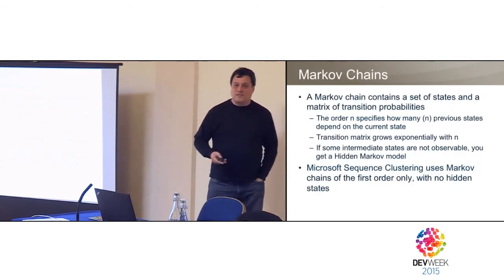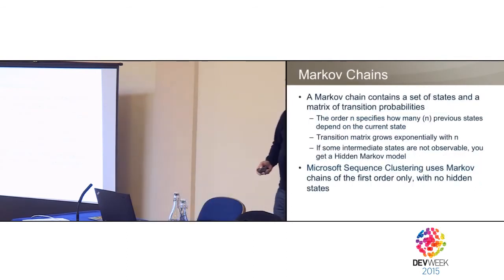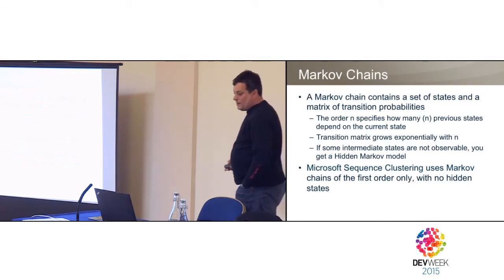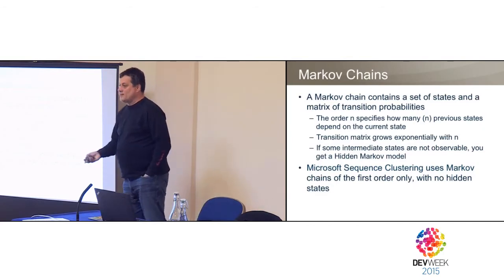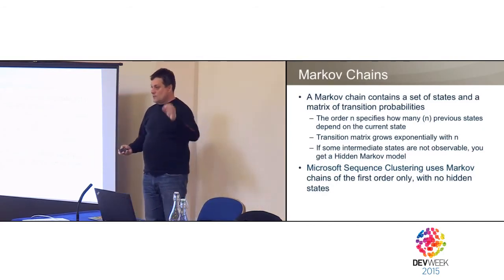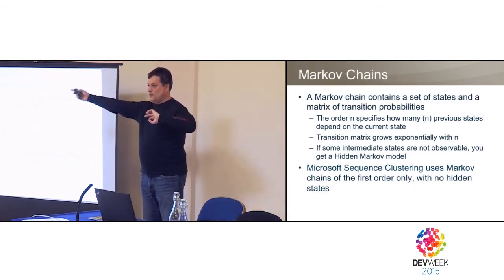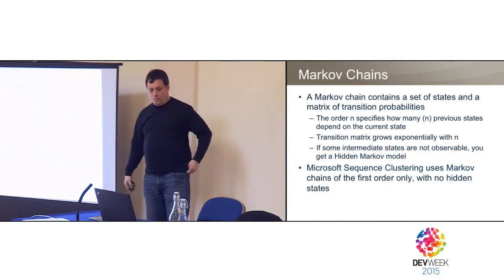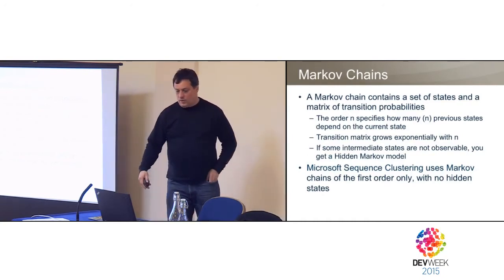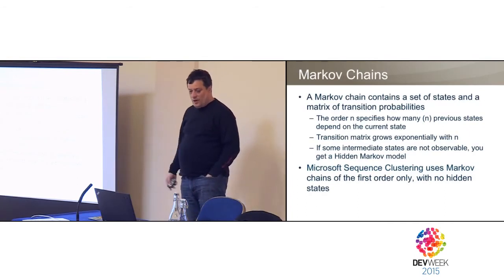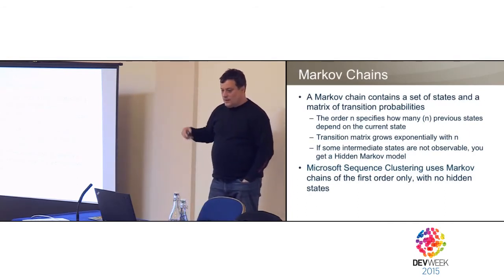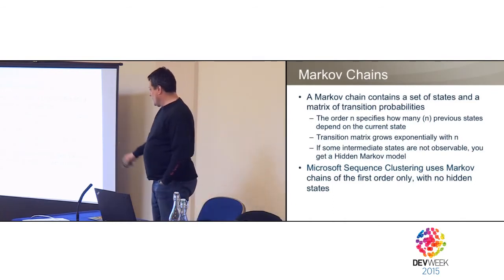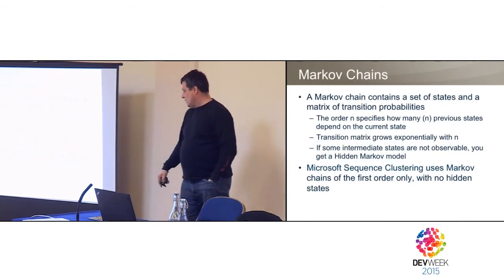So we describe sequences with Markov chains. We describe them with a set of states, and we create a matrix of transition probabilities. So transition from this state to this state, probability 0.9. The order of this matrix specifies how many n previous states the current state depends on, and of course the size of the transition matrix grows exponentially with n.